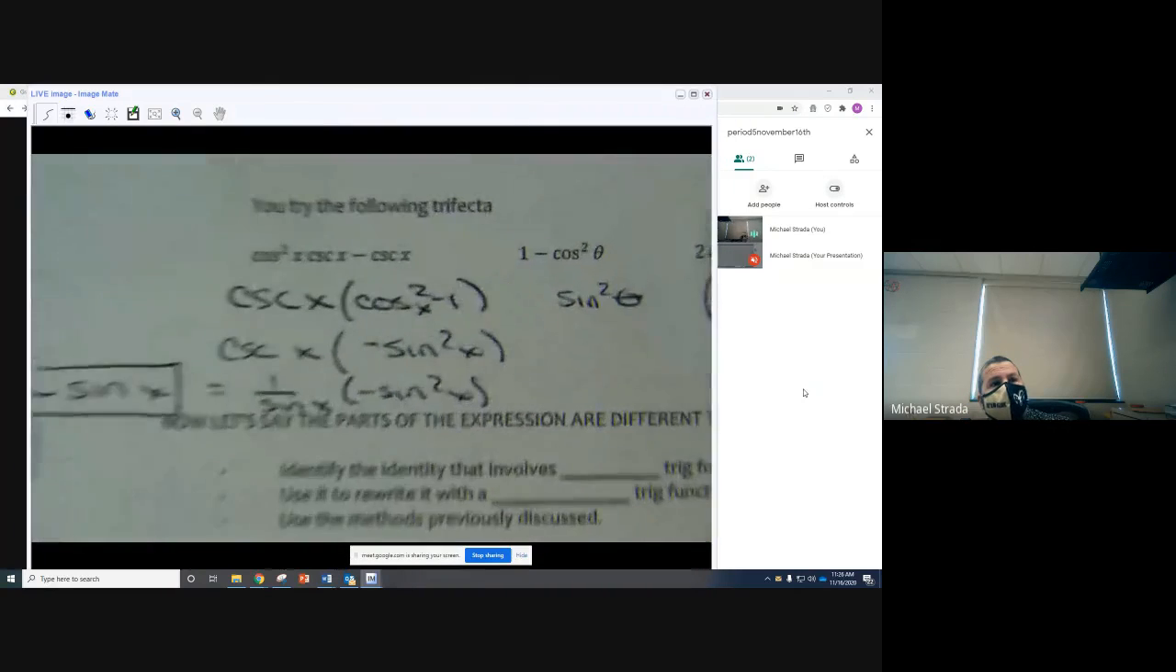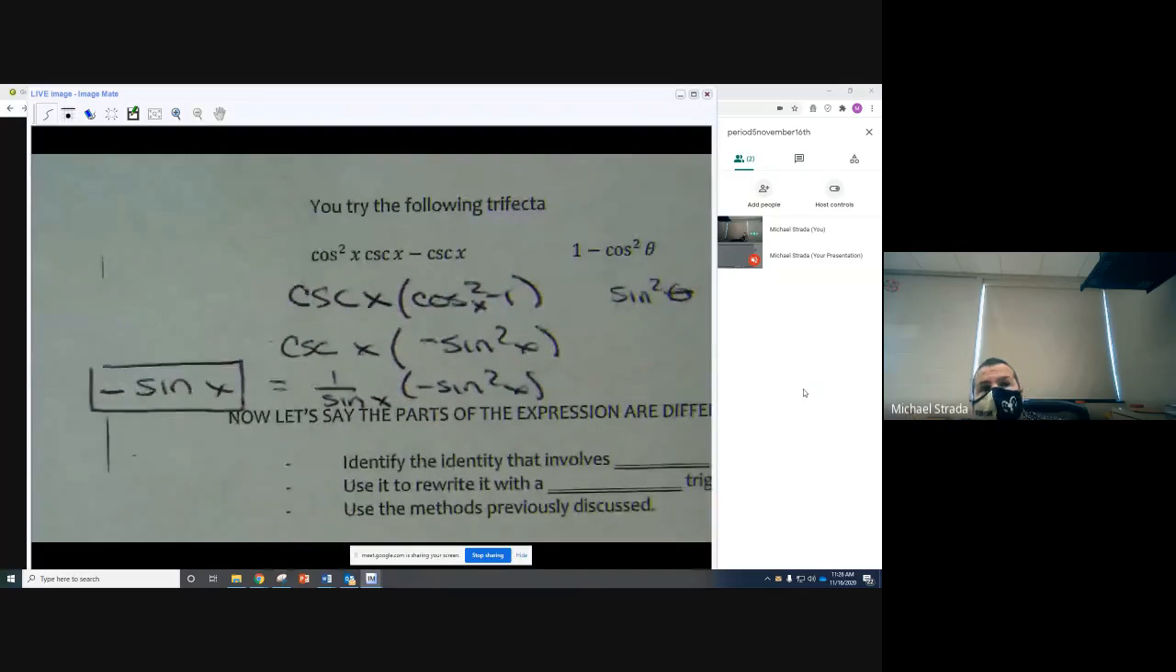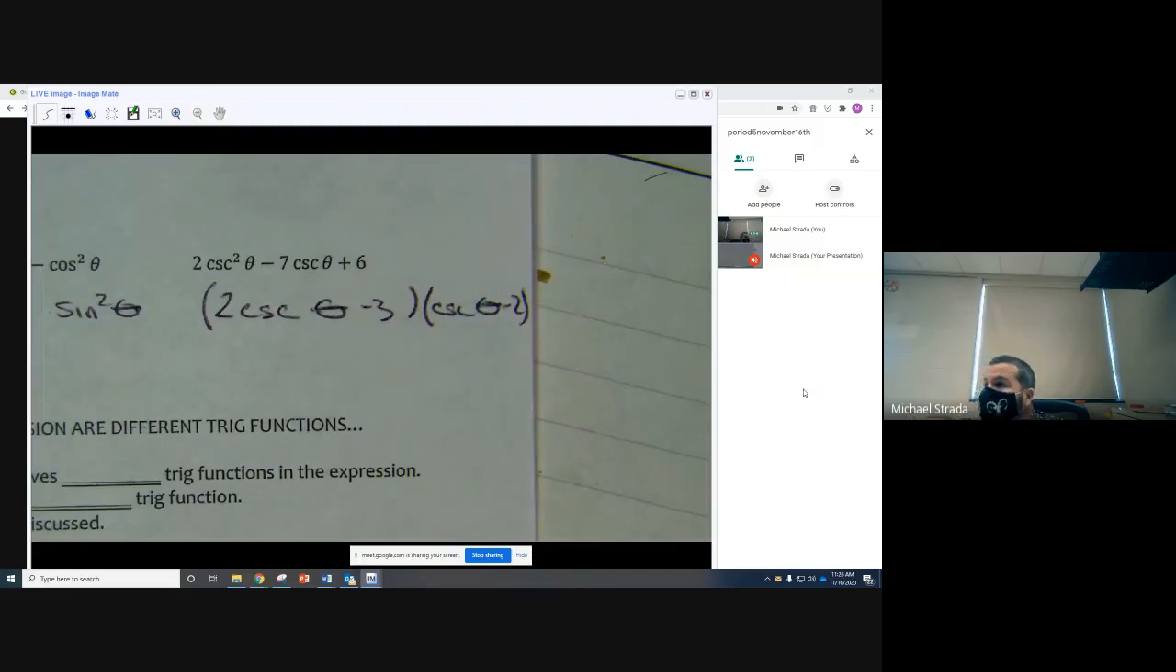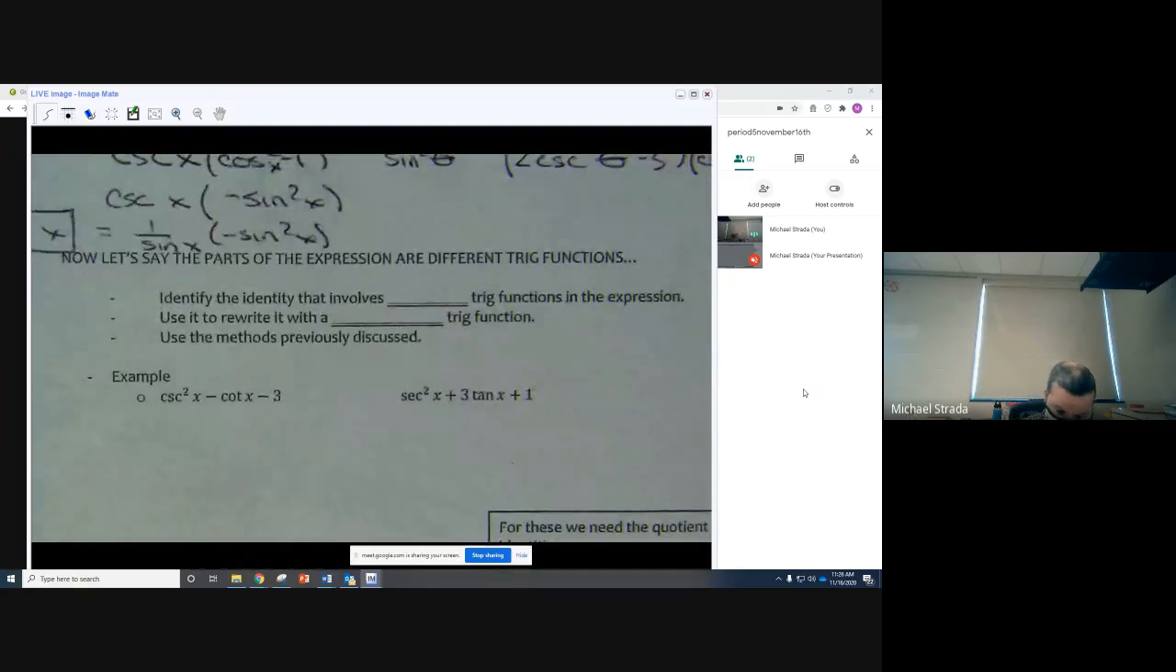Any questions about the first one? Good? Everybody understands the role of reciprocal identities. Cosecant is 1 over sine. That allows you to eliminate that. Everybody's good with the factoring on the end? Good? All right. So next, let's say the parts of the expression are different trig functions.